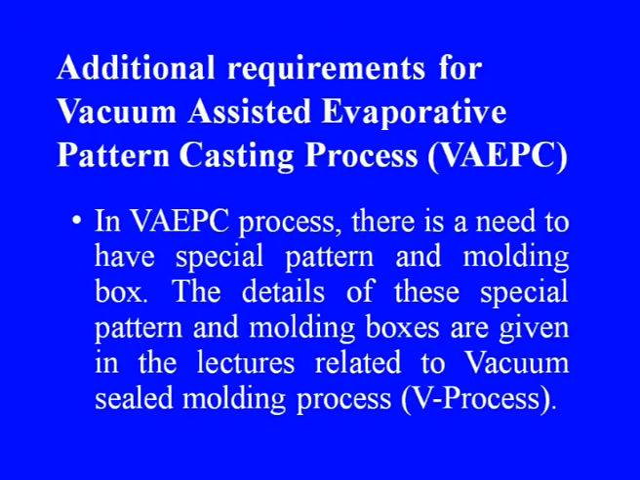Then, what are the additional requirements for the vacuum assisted evaporative pattern casting process? In the vacuum assisted evaporative pattern casting process, there is a need to have a special pattern and molding box. The details of this special pattern and molding boxes are given in the lectures related to the vacuum sealed molding process. Similarly, as in the V process, there is a need to have an arrangement for a vacuum generating system to apply vacuum in the pattern and molding boxes. The vacuum assisted evaporative pattern casting process also uses such an arrangement.